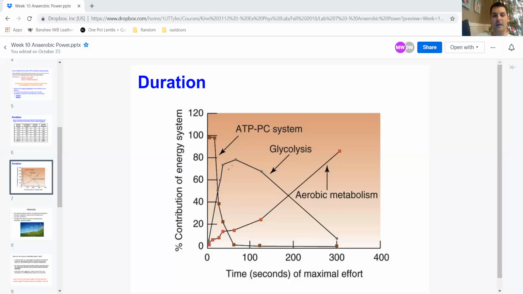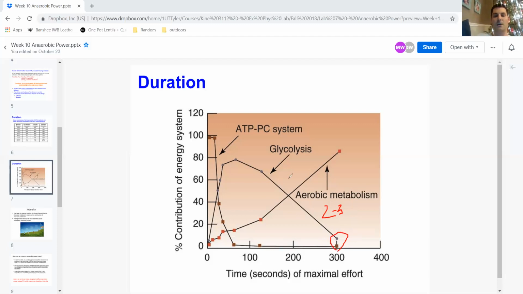Glycolysis is there to kind of make up the difference and persist out to a couple minutes. And then aerobic metabolism takes place usually in about 2 to 3 minutes when we reach steady state. And again, we defined steady state in the beginning of the semester as where almost all of the ATP is produced via aerobic metabolism. Again, almost all meaning, yes, we still have some here.